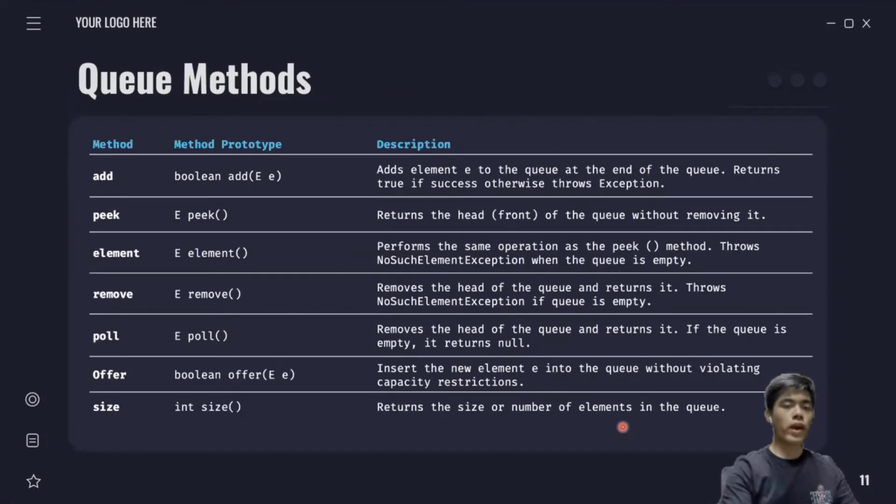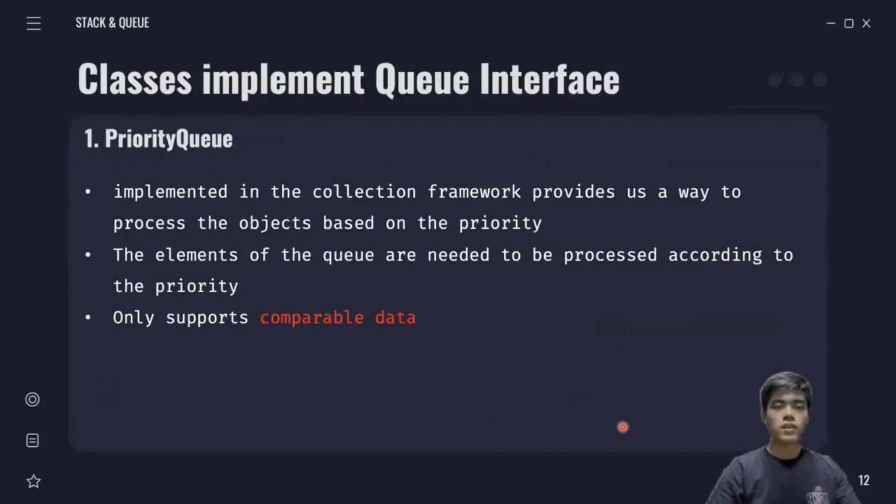About queue methods, we have a lot of methods here. We have add, peek, element, remove, poll, offer, and size. You can look through it, pause this video, and read through the description. In order to save time, I will skip this part. So come back to the implementation of queue interface.